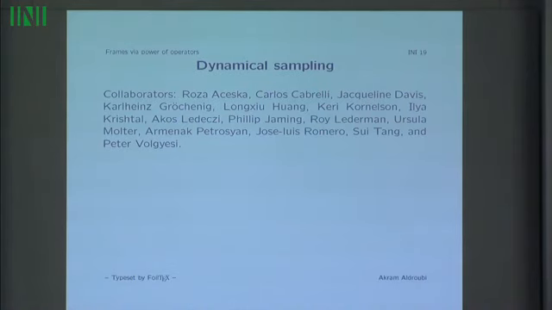Some of my collaborators who have worked on these problems are my students, for example Jacqueline Davis, Armenak Petrosian, Sui Tang, and some others are postdocs like Rosa Seska, and a lot of my collaborators, some of them are here, Ilya Krishtal, and some engineers, and I'll tell you a little bit more about what we have done with them.